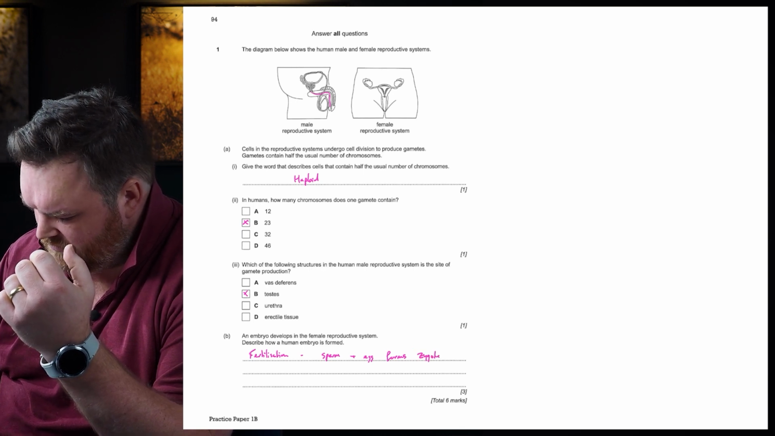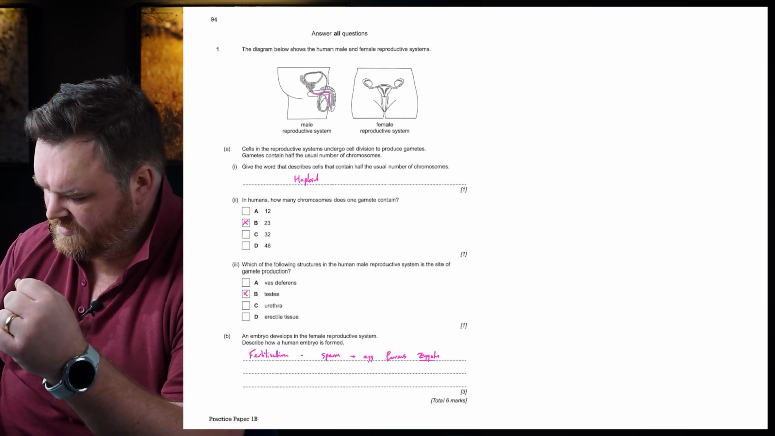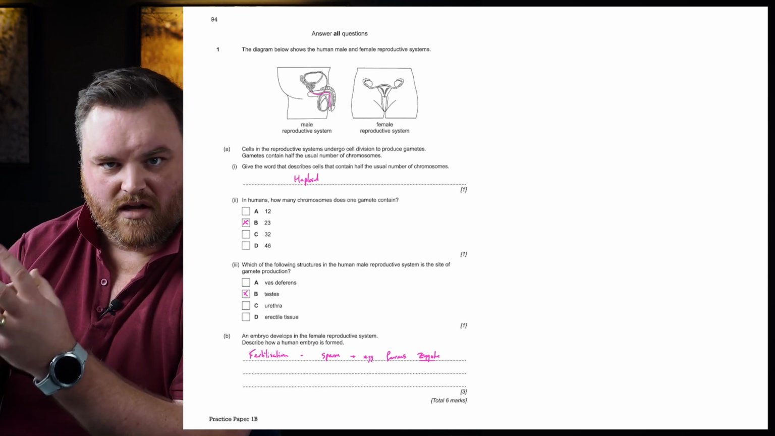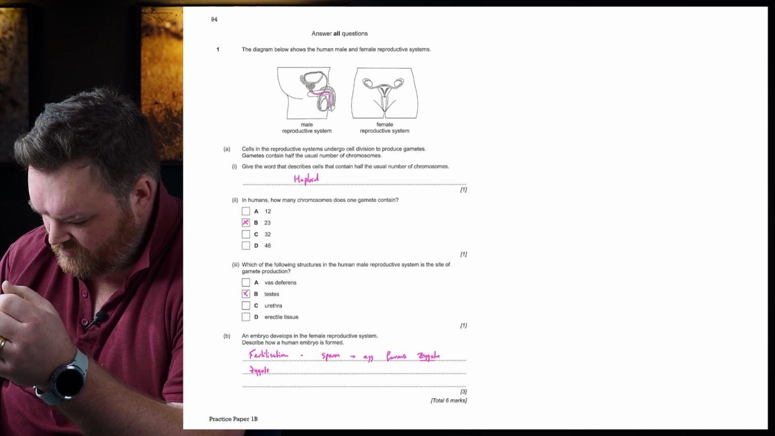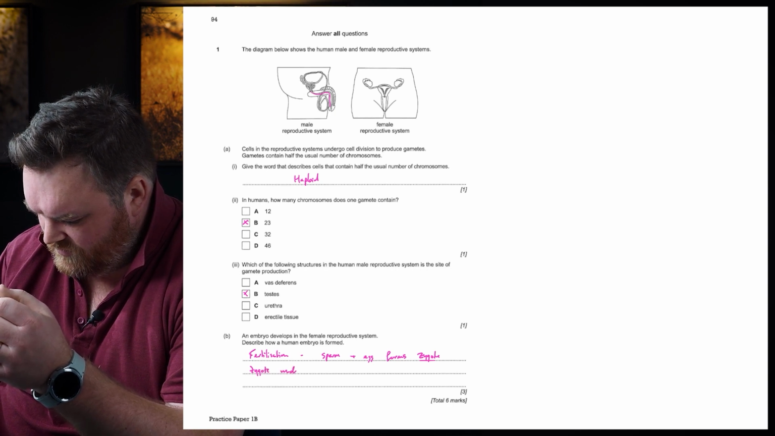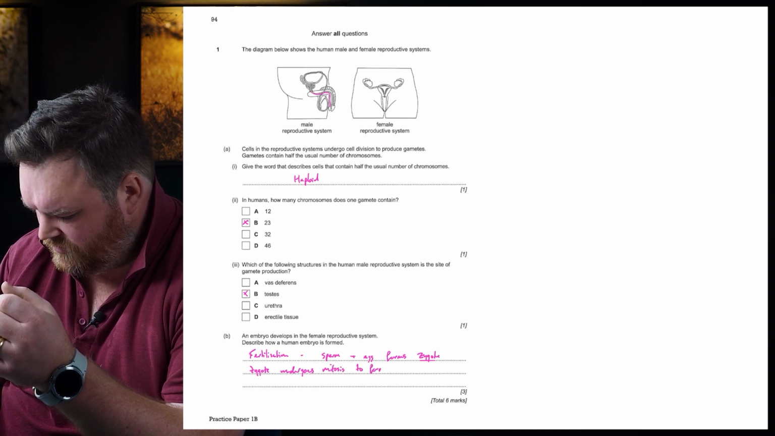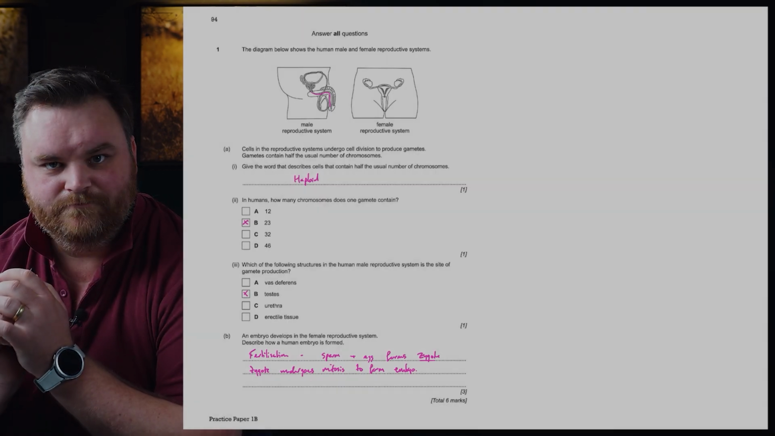and then the zygote, remember that's that single cell that results from the fertilization, so the fusion of the sperm and the egg cell. That zygote then has to undergo mitosis in order to form the embryo, which is that ball of cells. So the zygote undergoes mitosis to form the embryo. Okay, nice. That's question 1.